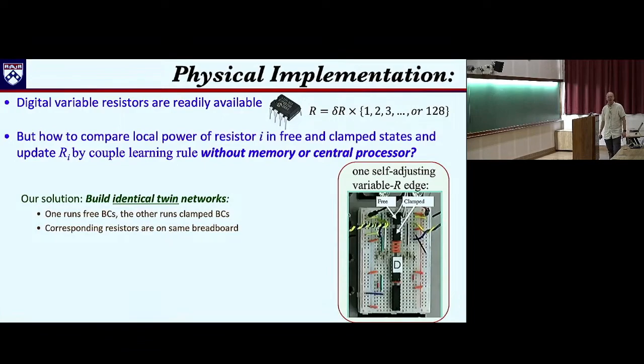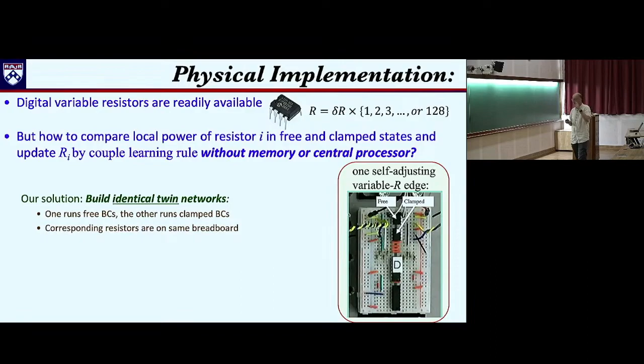Remember we've got the free and the clamped boundary conditions? We're going to build one circuit that's dedicated to the free case, and a second circuit that's dedicated to the clamped case, and we're going to make them twins in the sense that their resistances are always the same. They're as identical as we can make them in the laboratory. The only difference is their boundary conditions.